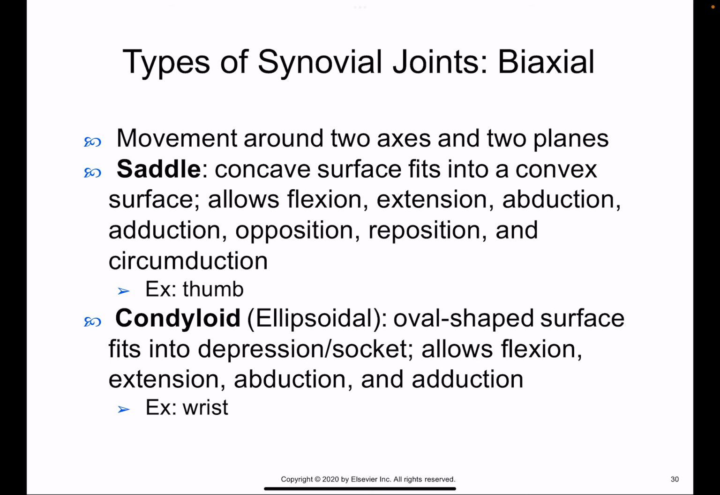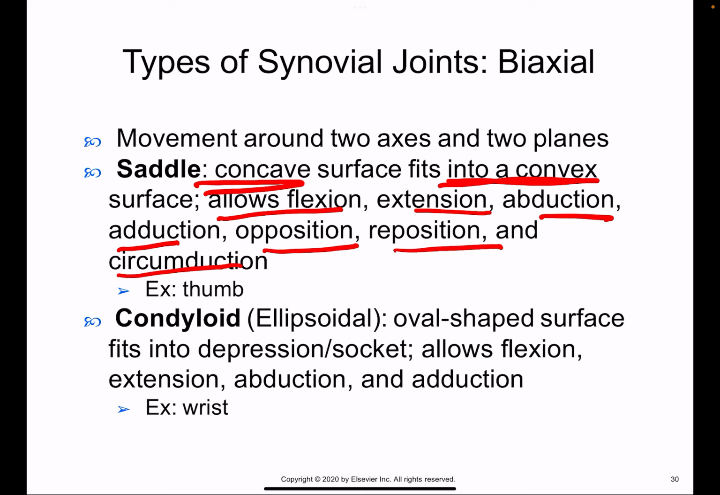Here are the biaxial joints. This is two or more axes or planes of movement that this joint can reach. For instance, we have the saddle joint, which is concave. It looks like a saddle if you think about it, right? And it fits into a convex surface. So concave typically is going to fit into convex. Right? And that's going to allow for flexion, extension, abduction, adduction, opposition, reposition, and circumduction. Right? So for example, your thumb. That is a horrible looking thumb, but we're going to pretend this is a thumb. Right? My thumb right now, I'm making little circles with my thumb.